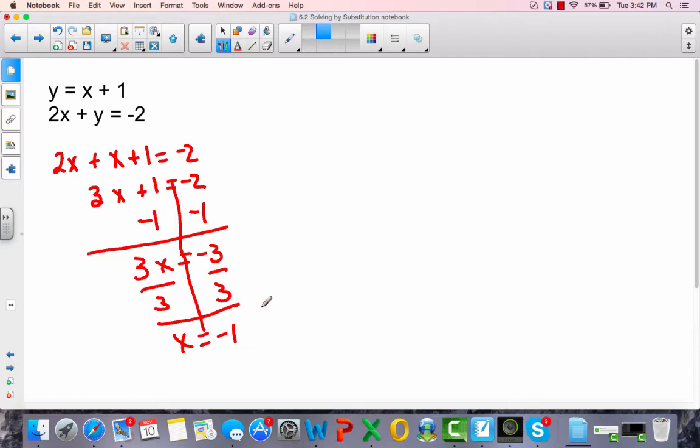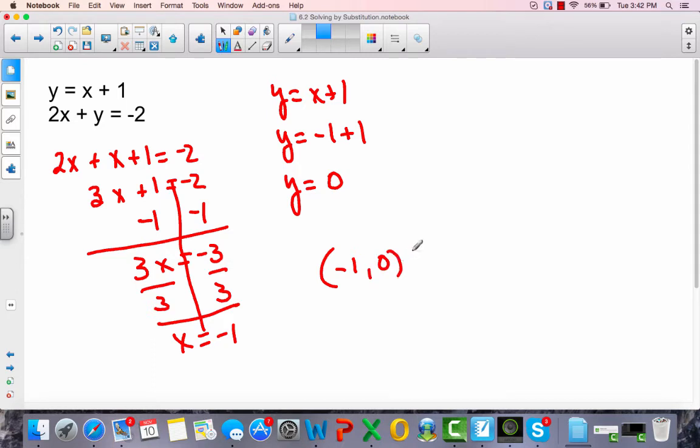So now I know what x is. I go back up here to the original equation, which is y equals x plus 1, and I plug in the value that we got for x. X is negative 1, so instead of x, I'm going to put negative 1. That gives me y equals negative 1 plus 1 is 0. So our answer is negative 1, 0. You see how we did that?